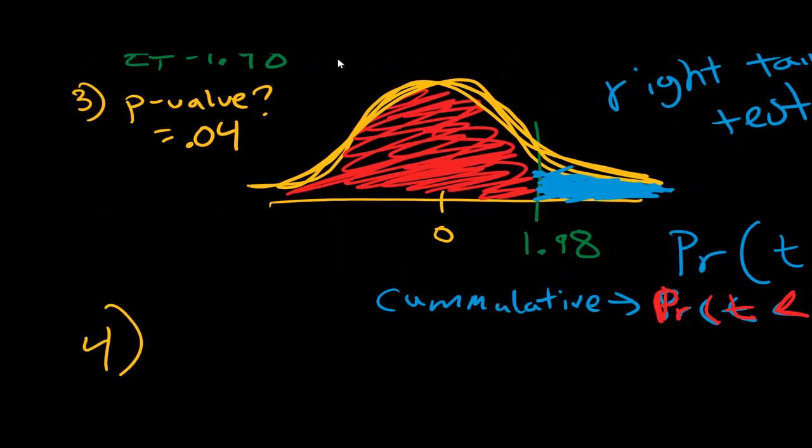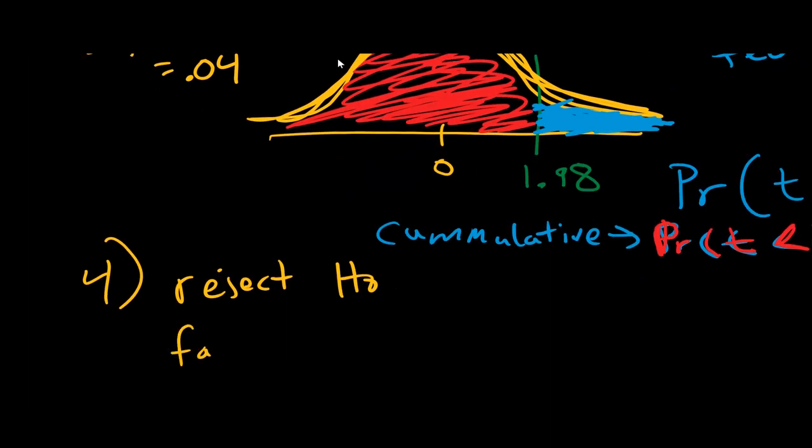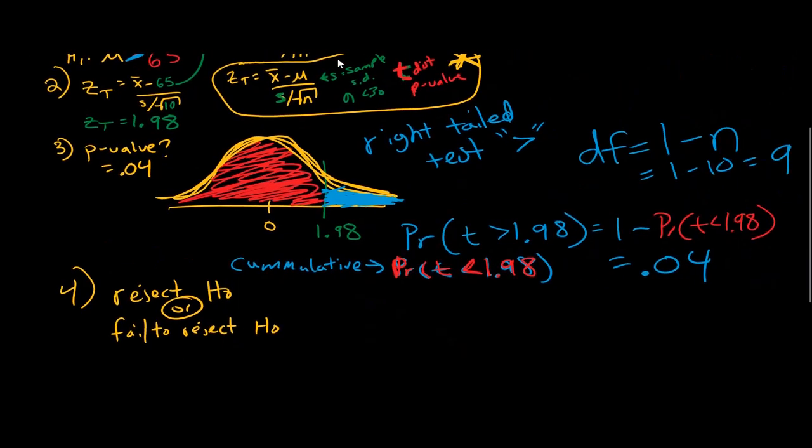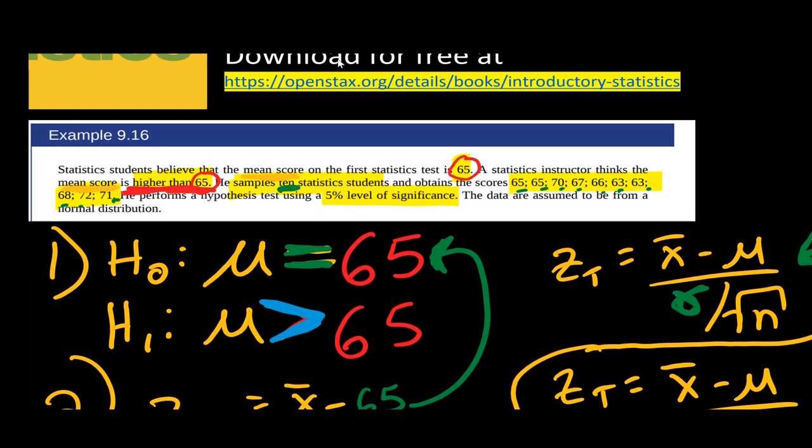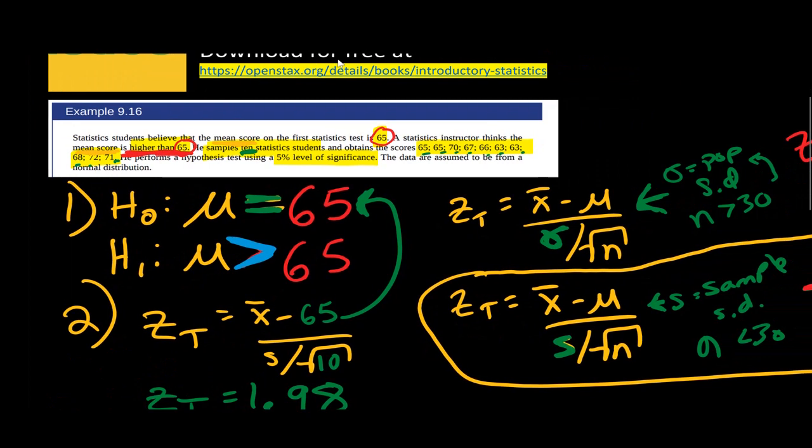All right, step number 4. We need to say something about the null hypothesis. Are we going to reject the null hypothesis, or fail to reject the null hypothesis? Let's go back up here. Remember, we assumed the null is true when we calculated our test statistic. We assumed it was true right here when we plugged in mu equal to 65. So the question is, was that assumption reasonable?